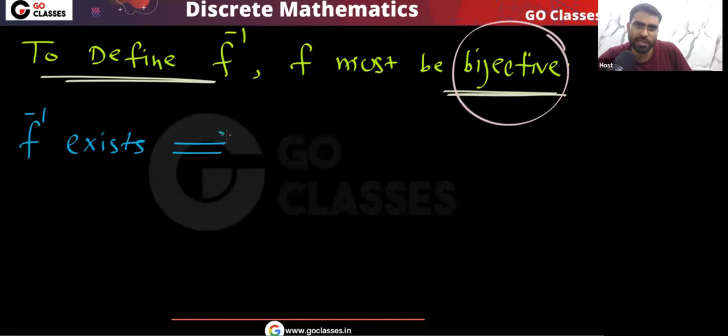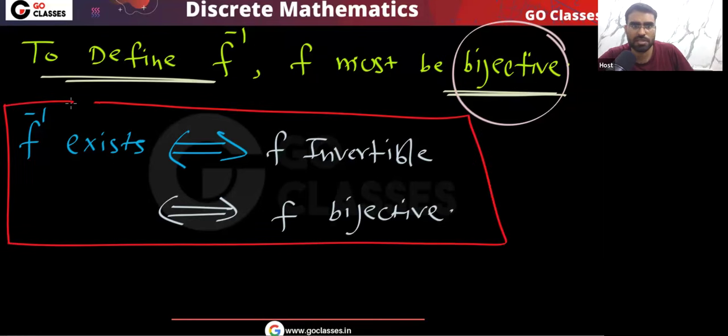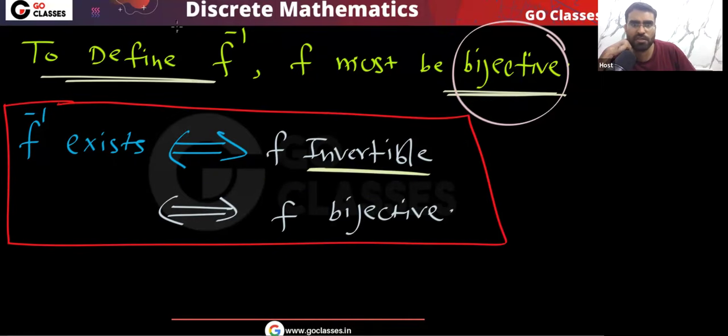that automatically means f is invertible. And f is invertible if and only if f is bijective. Is this clear? So these things are the same. f inverse exists if and only if f is invertible, and f is invertible if and only if f is bijective. So when f is bijective, then f inverse exists.